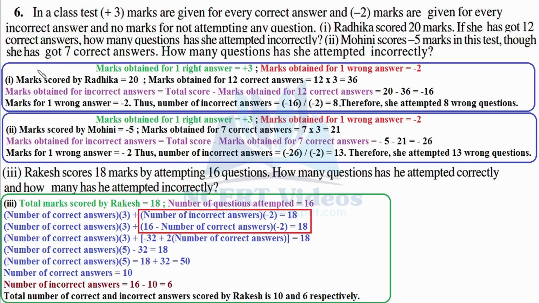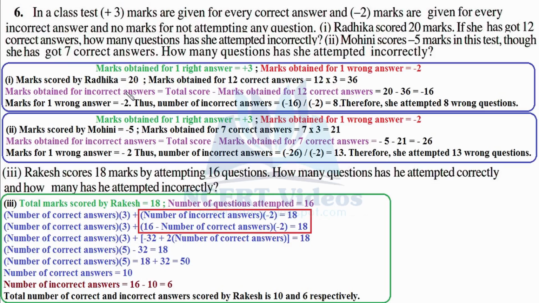So marks scored by Radhika are 20. It is given to us, 20 marks. The marks obtained for 12 correct answers, because it is given she got 12 right, will be 12 into 3. That is 36. Clear so far? The marks obtained for incorrect answer. Because we are asked to find how many questions she has attempted incorrectly, first of all, we will have to find marks, because we are talking in terms of marks only. If we come to know about the marks, we can divide it to get the number of questions. So this is the basic idea about it.